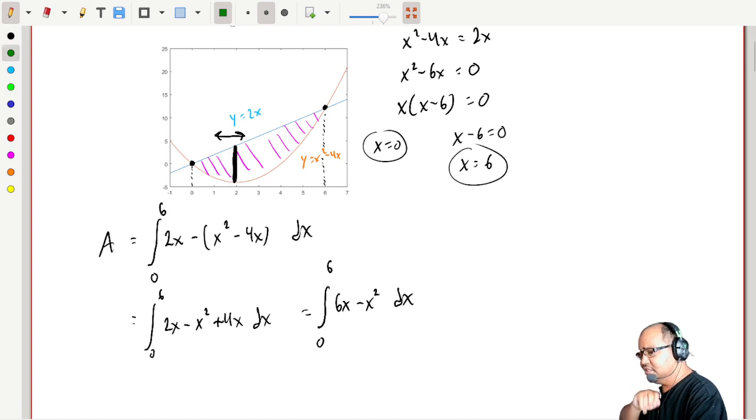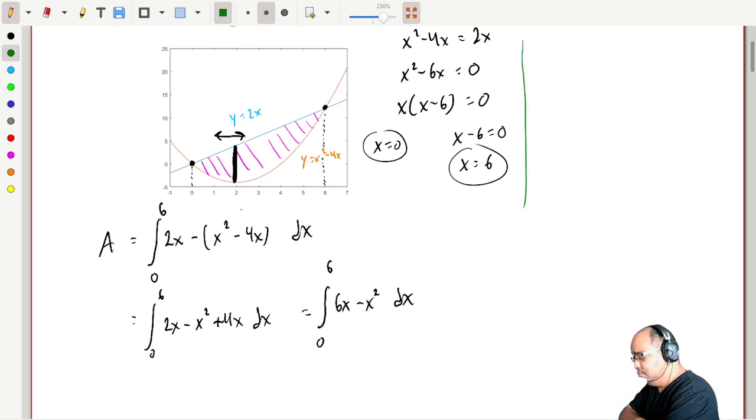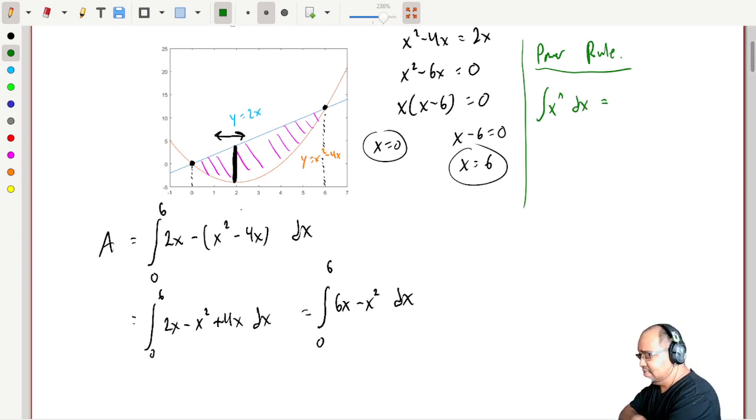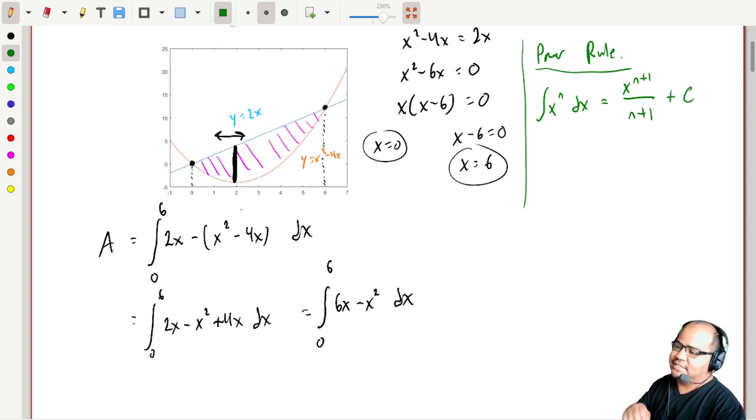I'm going to put this off to the side to remind us about the power rule. When we integrate something of the form x to the n dx, all we need to do is add 1 to the exponent, so x to the n plus 1, and then divide by n plus 1, the new exponent. And then, of course, that's plus a constant. I've expressed this here as an antiderivative, as an indefinite integral. But of course, since we're doing a definite integral, we're getting a number out of this, so we don't need the plus c. If we just follow that pattern here, let's take a look at what we get.